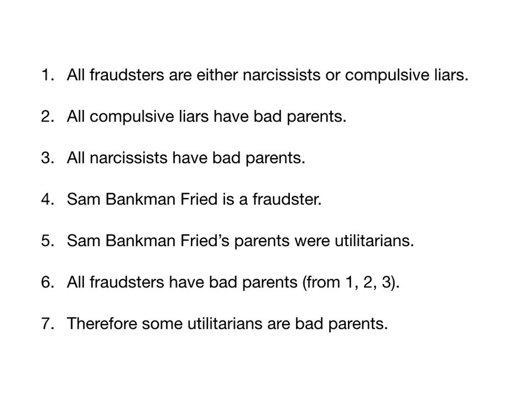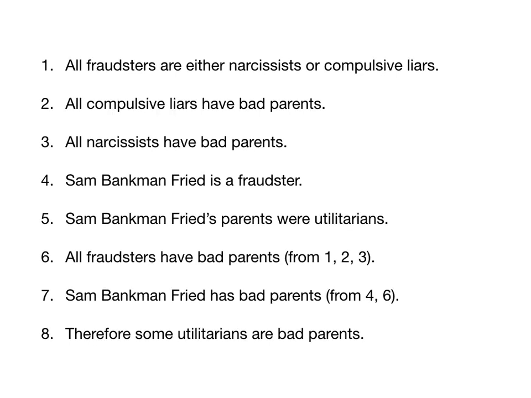Well, is there something here that would let us get closer to our conclusion? Think about it, step by step. Don't try to do it all at once. So we have Bankman-Fried is a fraudster. We have all fraudsters have bad parents. What could we get if we put those two together? Well, we could get Sam Bankman-Fried has bad parents, right? And we cite the lines, the premises that let us get this conclusion. 4, he's a fraudster. 6, all fraudsters have bad parents. That's what justifies us in saying 7 here, right?